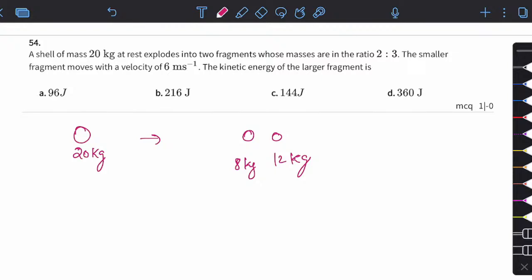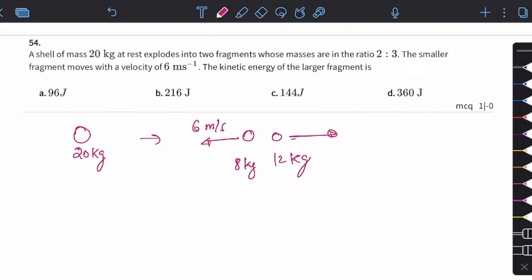Now the smaller fragment moves with a velocity of 6 meters per second. For the larger fragment, we have to find its velocity. So we just use conservation of momentum again, because the explosion is entirely due to internal forces. Momentum has to be conserved. The center of mass has to remain at rest.